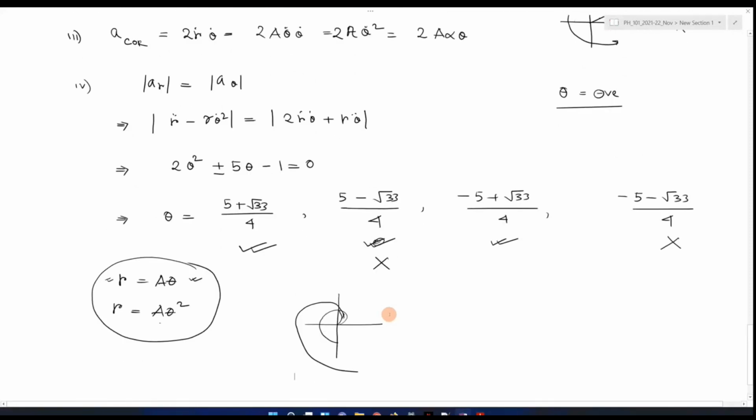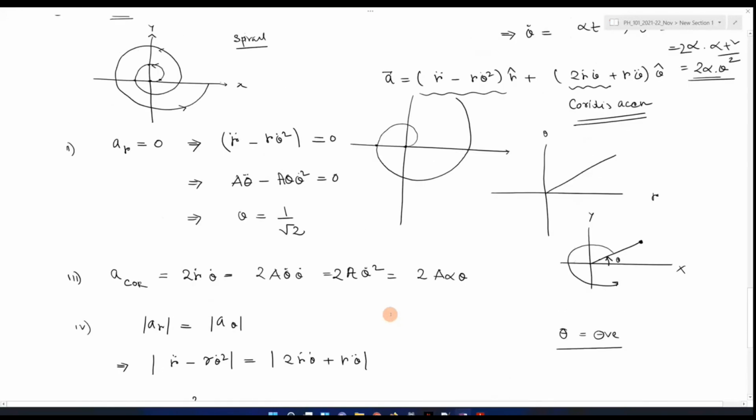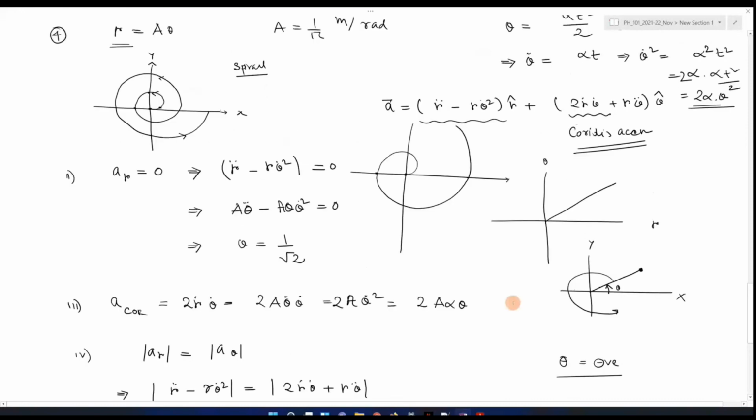I had a doubt about the Coriolis force. Wouldn't it be 4a alpha theta? Look, theta dot square is 2 alpha theta. Oh, yes, exactly. Thank you so much. Because theta dot square is equal to 2 alpha theta, I missed this 2. So it should be 4a alpha theta. Thank you.